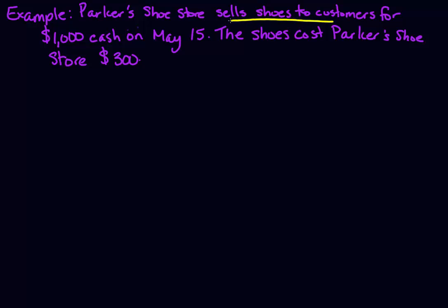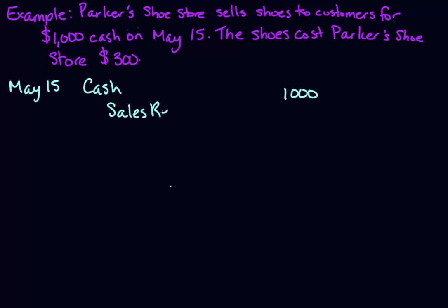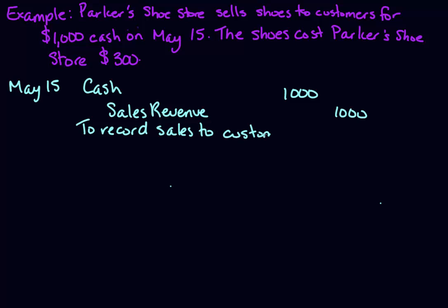Okay, so there are two things happening in this transaction. First, we're selling shoes to customers and collecting $1,000 cash. And the second thing is that the cost of the shoes to us was $300. This is going to be two different transactions under the perpetual method. The first transaction is to record your sale and collect the cash. Debit cash for $1,000 and credit sales revenue for the same amount.